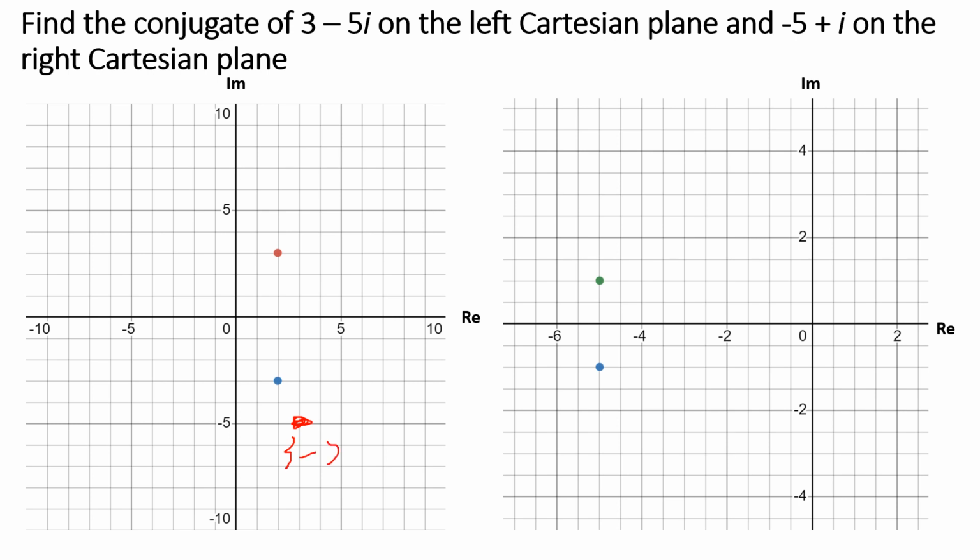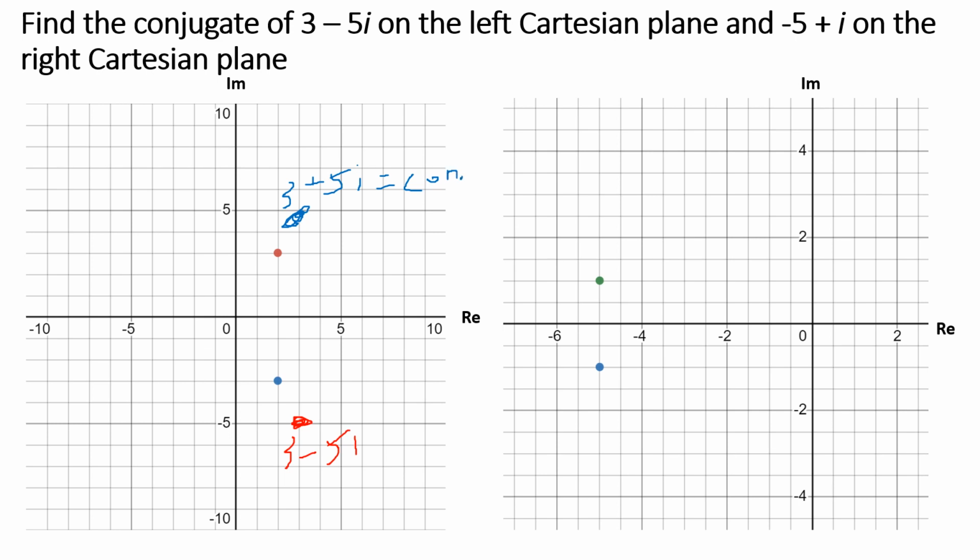I'm going to find the conjugate for that. And I'll make it blue. So that'd be 3 plus 5i right there. And as a conjugate, 3 plus 5i. And I'm going to put equals conjugate. This is C equals conjugate.